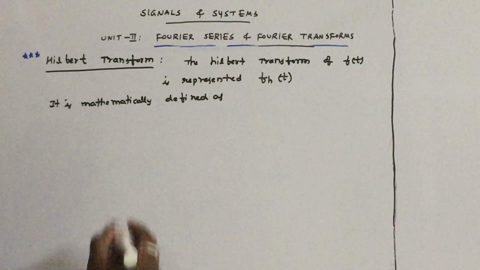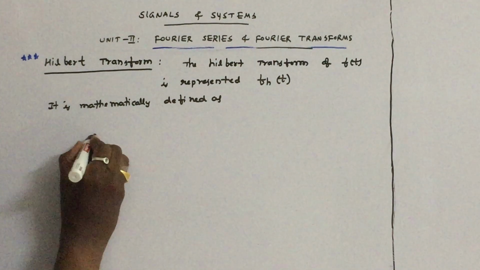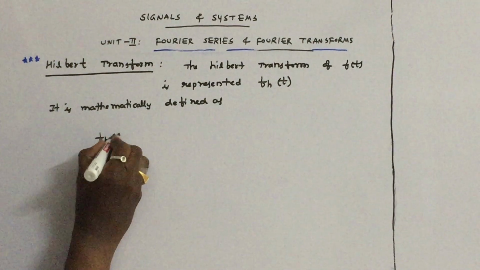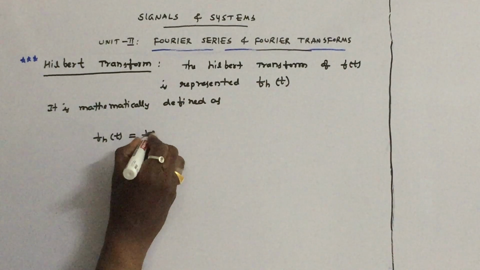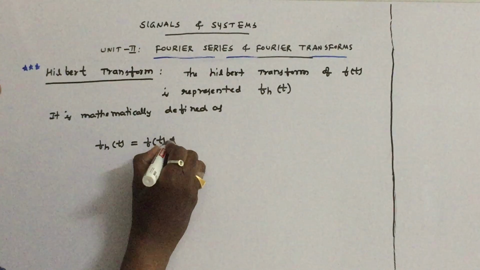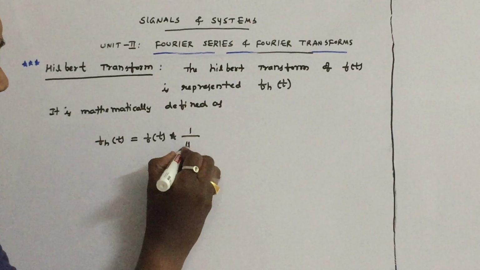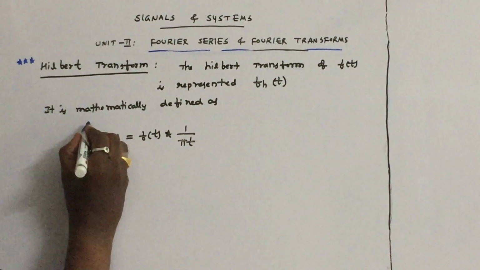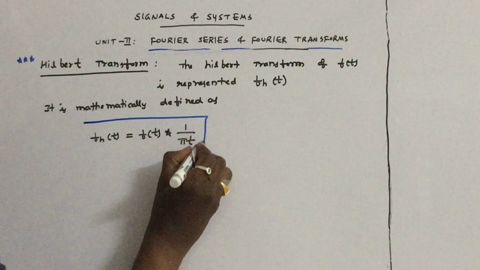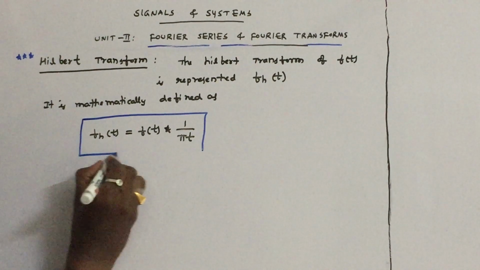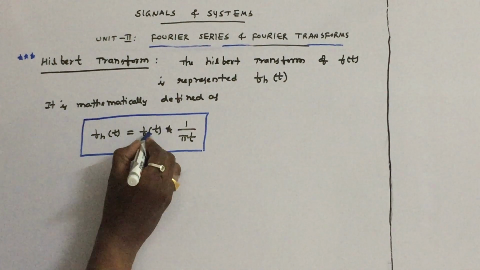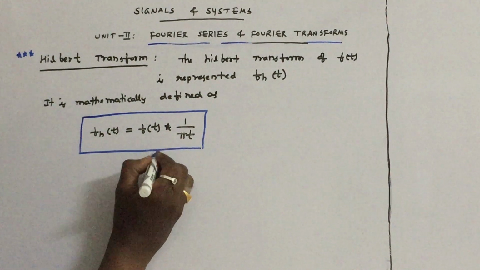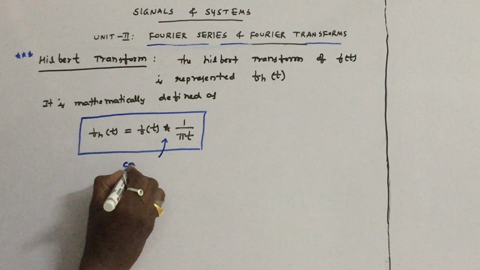So how is this Hilbert transform defined? Very simple formula. f_h of t is equal to f of t convolved with 1 by pi t. So this is the definition of how the Hilbert transform is defined. So what is the Hilbert transform of f of t? Just take the convolution of f of t with 1 by pi t. Here the star denotes convolution.